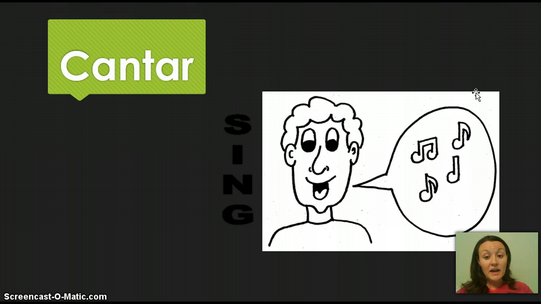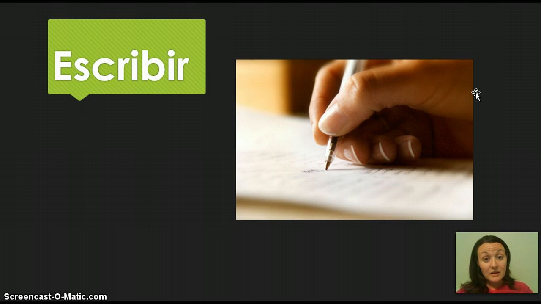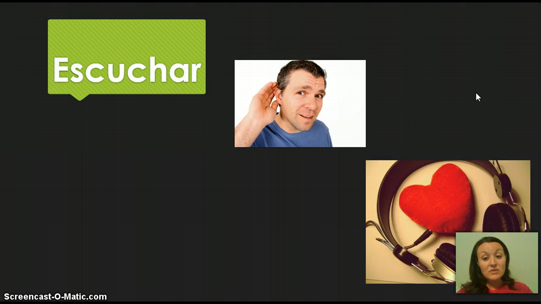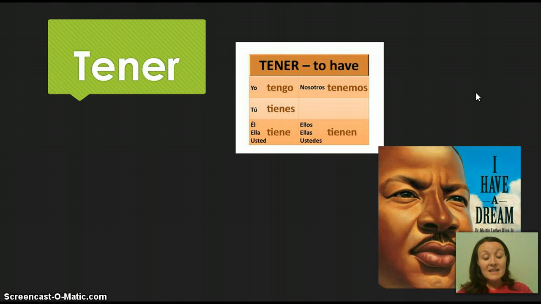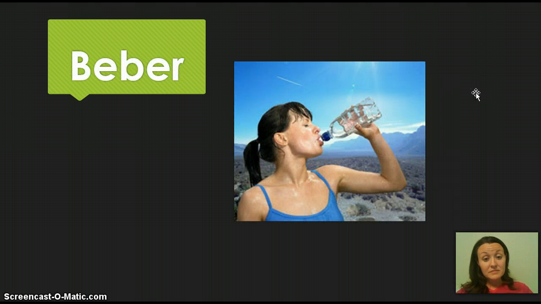Cantar. Cantar significa to sing. Leer. Leer significa to read. Escribir. Escribir significa to write. Tocar. Tocar significa to play or to touch. In this case, we know it for tocar la guitarra. Escuchar, como escuchar música. Tener. Tener significa to have. Ir significa to go. Beber significa to drink.